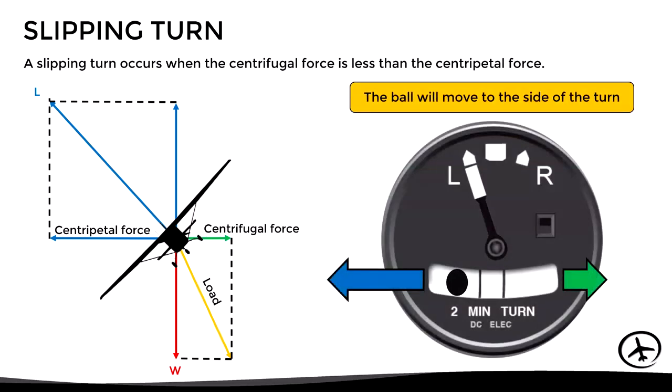So in this example, the aircraft is turning to the left, and the ball moves to the left. As we could see, the inclinometer is a pretty simple instrument, since it consists only in a ball that is free to move inside a capsule and therefore it does not rely on other systems to function. Let's now move on to the other variant of this instrument.